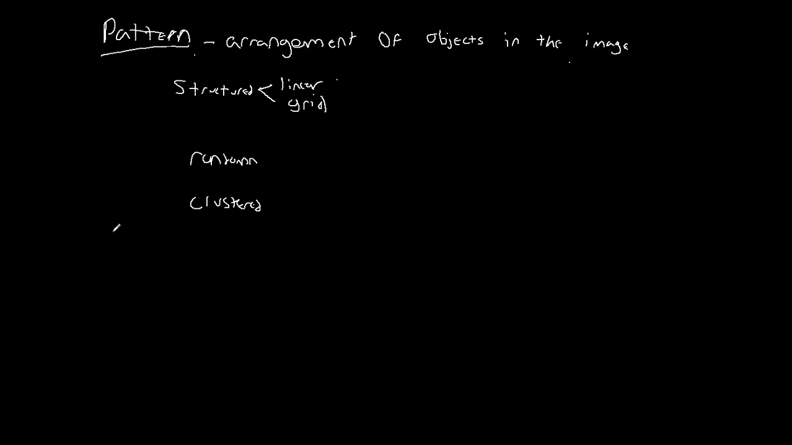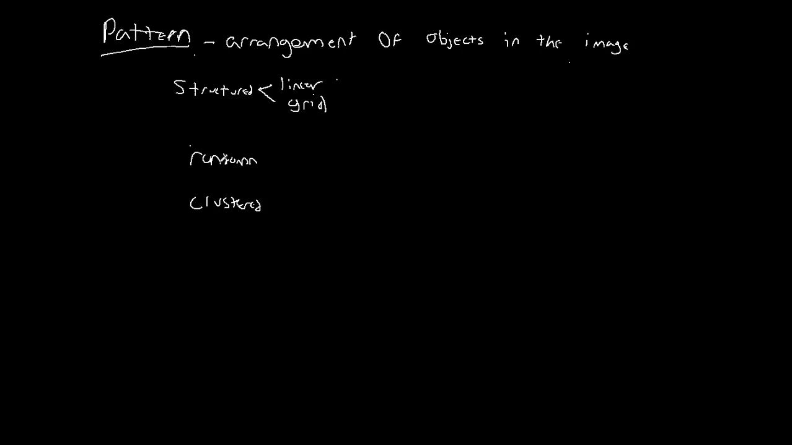Or maybe it's random, like the idea of a forest I mentioned before, where you don't have human intervention keeping things aligned. They're just growing wherever they can grow. Hopefully these make sense. These are just some of the buzzwords, but the idea is that we're using adjectives to describe how the objects are arranged.